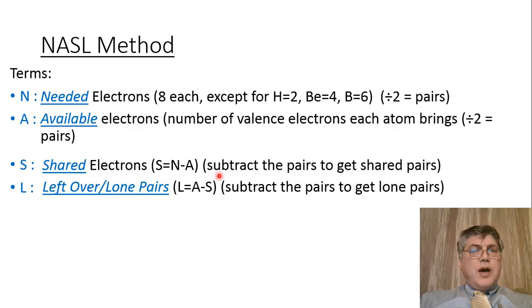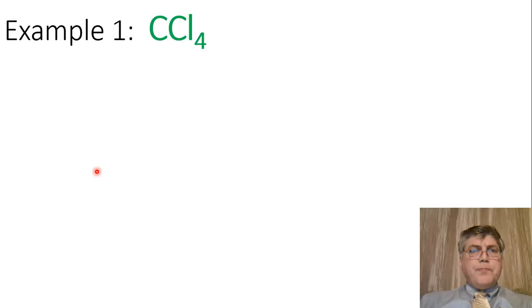The last is L, leftover electrons, or if you're counting pairs, they're the lone pairs. We find that by subtracting available minus shared. So these two math equations here, we just subtract the numbers right above. So for shared, we have needed minus available, and for leftover, we have available minus shared. So let's get on to an example so we can see what these terms really mean.